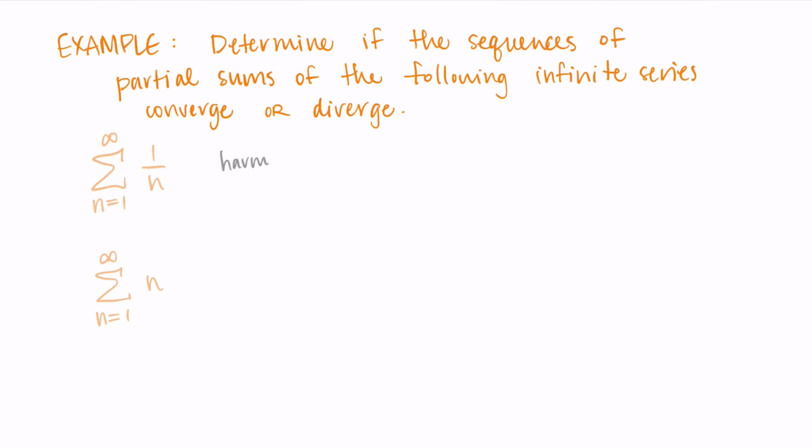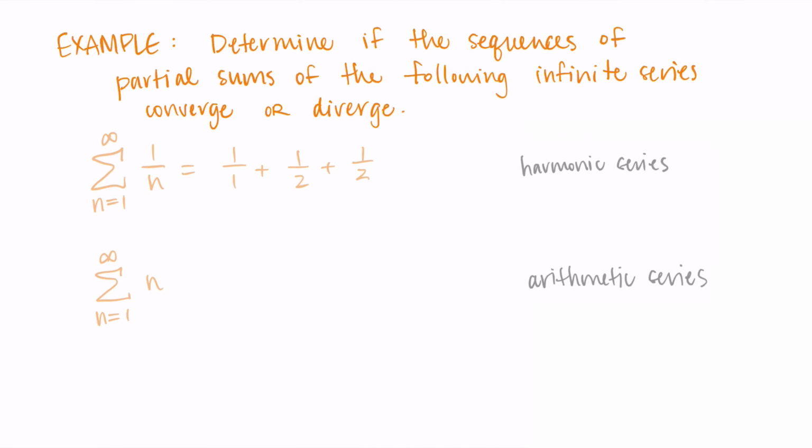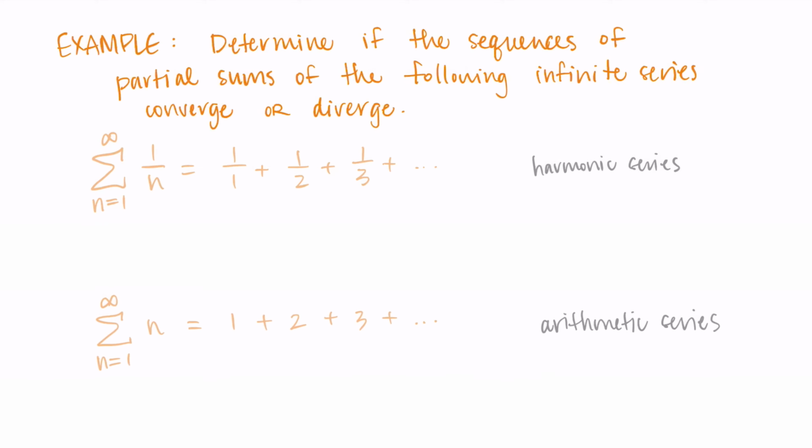And then let's also look at the sum from n equals 1 to infinity of n. This is an example of an arithmetic series. So starting with the harmonic series, we can write out some of the terms. We have 1 over 1 plus 1 over 2 plus 1 over 3, etc., forever and ever, with the denominator just increasing by 1 each time. Then for the arithmetic series, we're just adding n equals 1, n equals 2, n equals 3, etc.